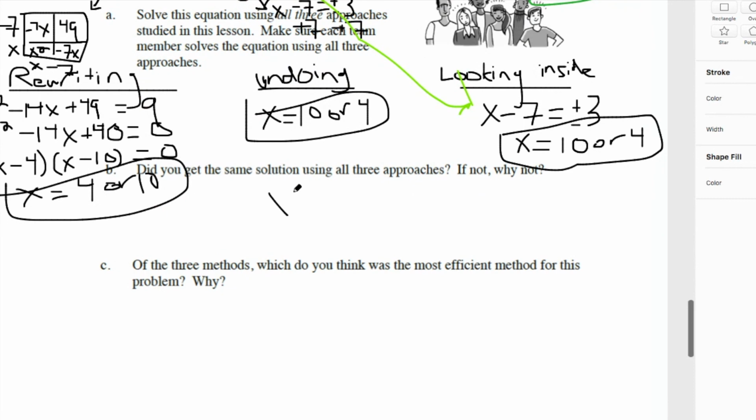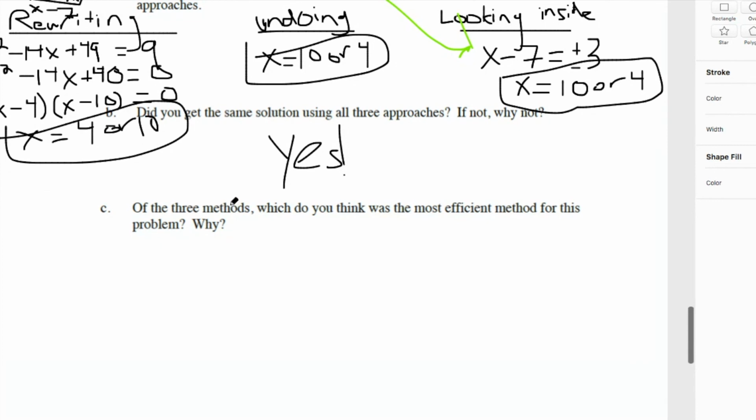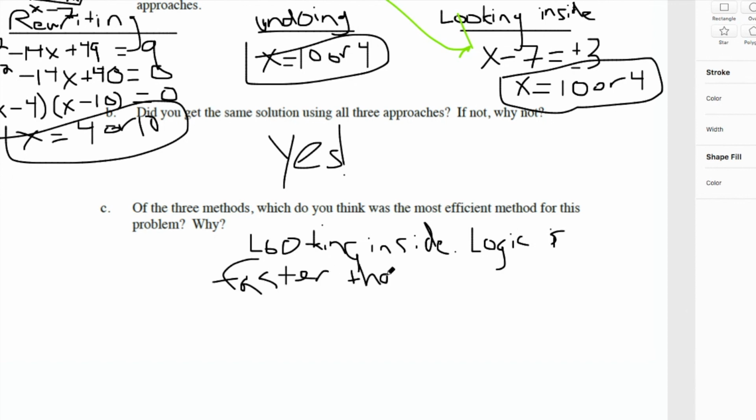Did we get the same solution using all 3 approaches? Yes. And they don't ask why, so nice. Of the 3 methods, what do you think is the most efficient for solving this problem? Why? I'm going to go with looking inside. Logic is faster than written work. So we save writing if we're looking inside. And to me, that feels faster, at least for me.